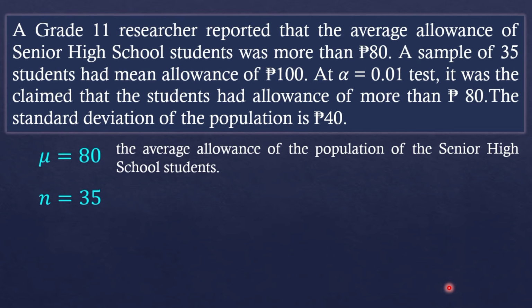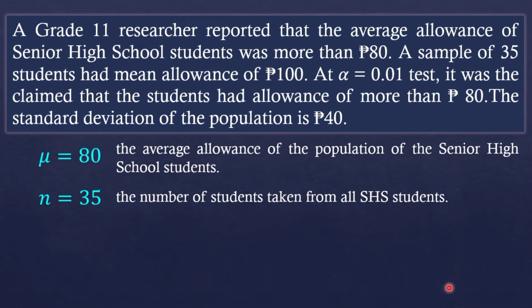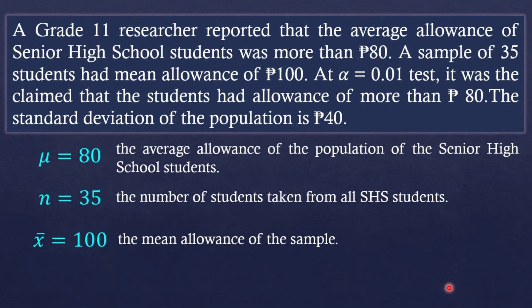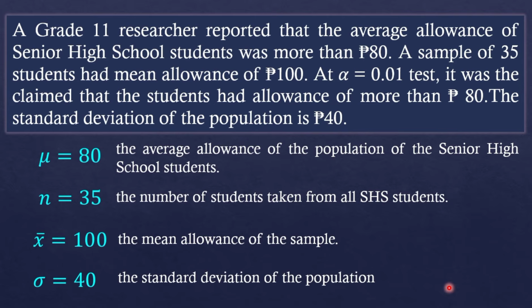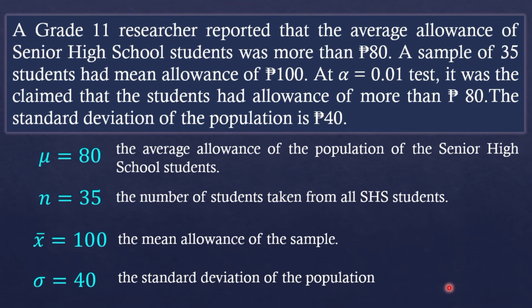And then yung 35 is the sample size. That is the sample size or the number of students taken from all senior high school students. The sample mean is 100. So 100 yung sample mean natin. That is the mean allowance of the sample. And the population standard deviation is 50 pesos. So that's the standard deviation of the population. So now, since you already know how to get the data needed in choosing test statistics, this time you will determine which test statistic is appropriate in computing the test value in the hypothesis testing.